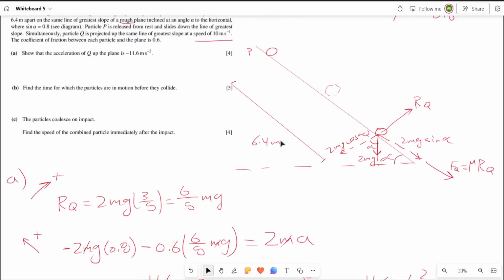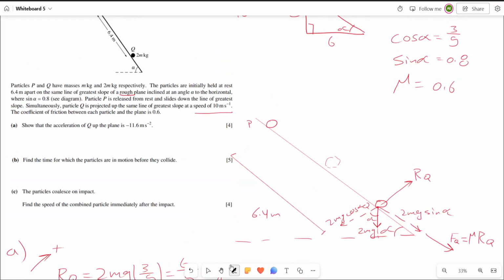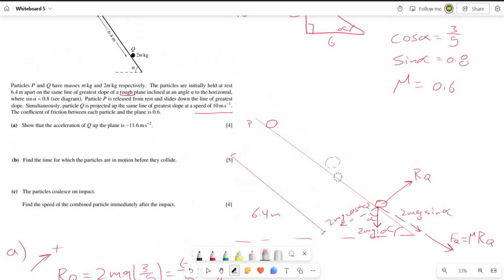So this is part A, fairly simple and easy. Let's move to the tough part, where it says find the time for which the particles are in motion before they collide. And this is very tricky because you need to think about it.